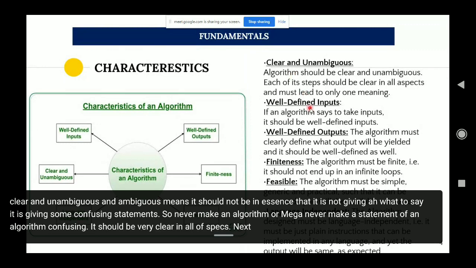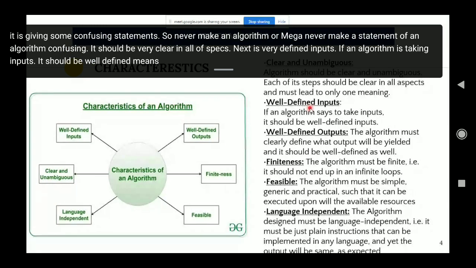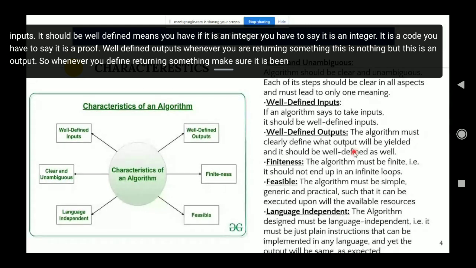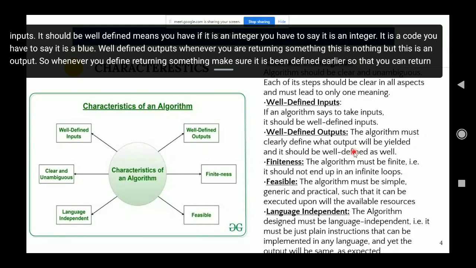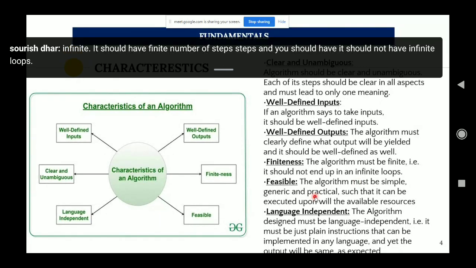Next is well-defined inputs. If an algorithm is taking inputs, they should be well-defined. If it is an integer, you have to say it is an integer. If it is a float, you have to say it is a float. Well-defined outputs: whenever you are returning something, that is an output, so make sure it has been defined earlier so that you can return it. Finiteness: an algorithm cannot be infinite. It should have a finite number of steps and should not have infinite loops. Feasible means the algorithm must be simple, generic, and practical. This is a basic thing every algorithm should have.